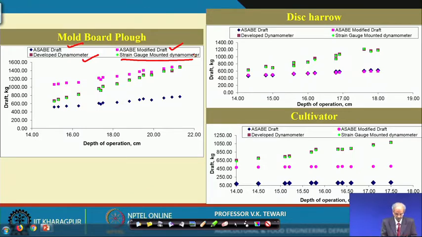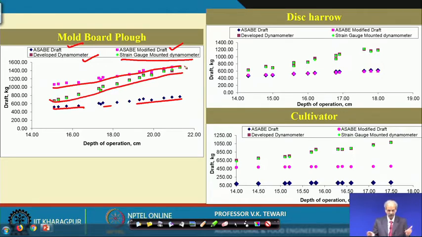You can see here that this is the value for ASAB draft. Then ASAB modified is this one here, and then the strain gauge mounted ones are here, and the developed one is in fact onto that only. So, I can tell you that we have got a very high accuracy level with the developed dynamometer as compared to the strain gauges. So, we claim that the draft measured at different depths of operation of the implements, in case of a mold board plough, similarly in case of a disc harrow, and also in case of a cultivator, we got the similar effect.